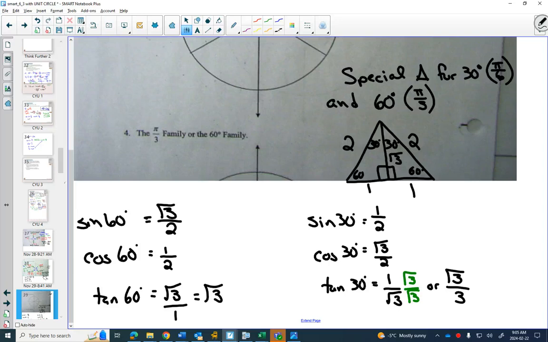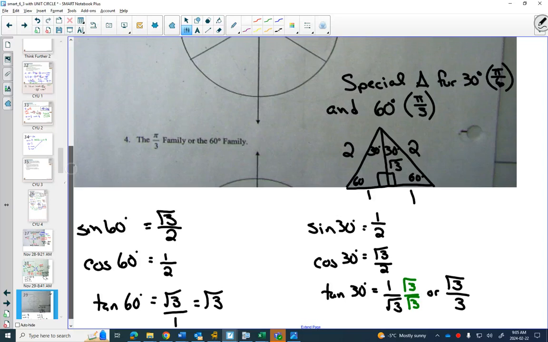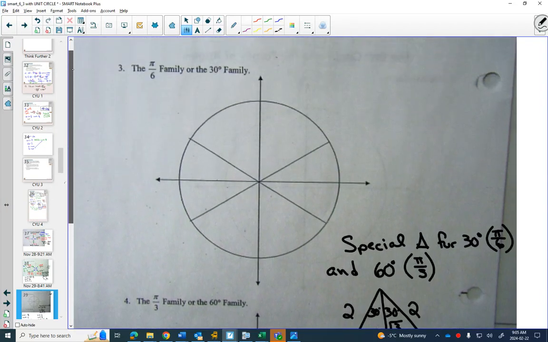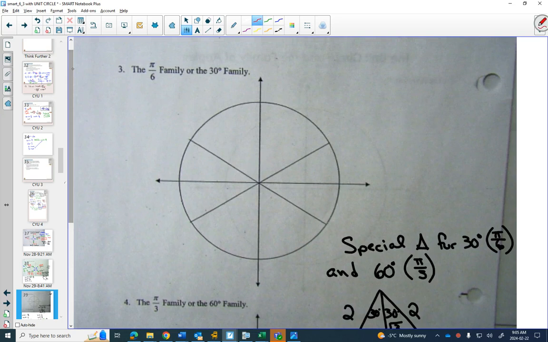But on this one, I'm going to get you to do a little bit on your own. We're going to move back up here to our pi over 6 family. We're going to label our coordinates that we need to do. We're going to start in degrees, label 30 degrees, and I'm going to get you to label the other 3, knowing that they all have a reference angle of 30 degrees. And you have a 30-second head start.